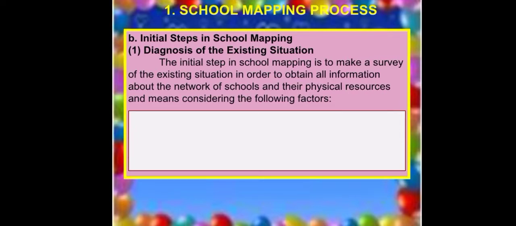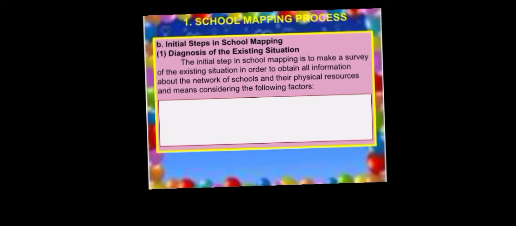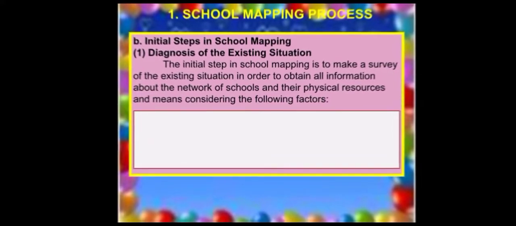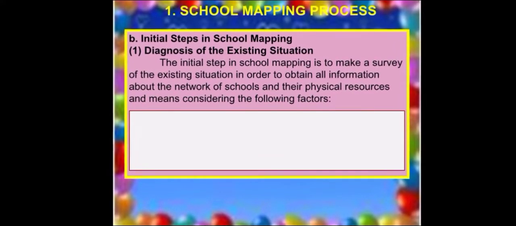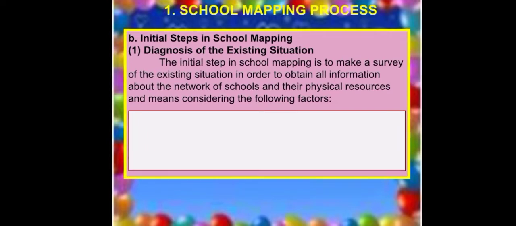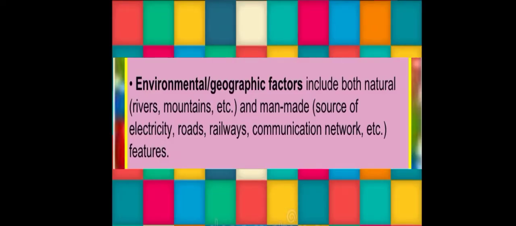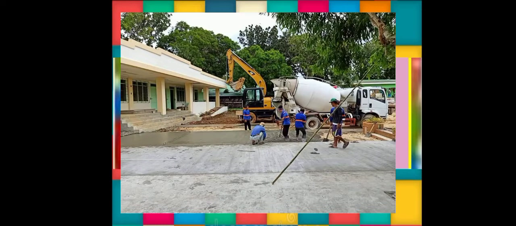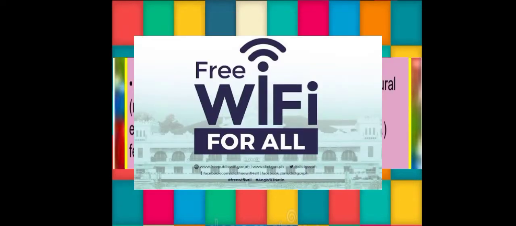Initial steps in school mapping. First is the diagnosis of the existing situation. The initial step in school mapping is to make a survey of the existing situation in order to obtain all information about the networks of schools and their physical resources and means, considering the following factors. First is the environmental or geographic factors, which include both natural features like rivers and mountains, and man-made ones like sources of electricity, roads, railways, communication networks, and other features.